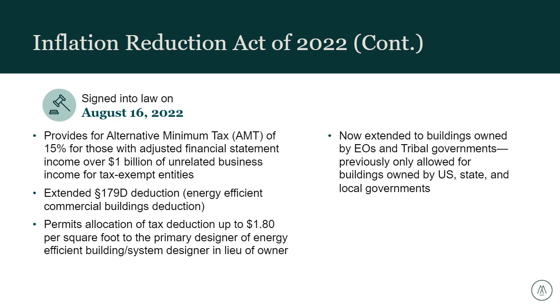It also permits allocation of a tax deduction of up to $1.80 per square foot to the primary designer of energy-efficient buildings or systems in lieu of the owner. And lastly, it is now extended to buildings owned by exempt organizations and tribal governments. Previously, this was only allowed for buildings owned by the U.S. government, state, and local.